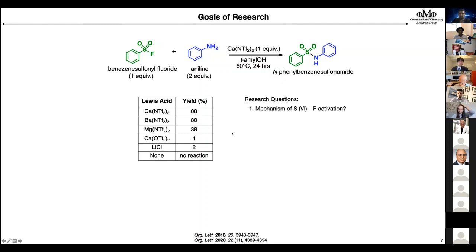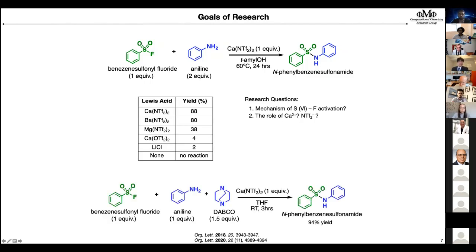This is a table obtained from our collaborators. As you can see, they tried using different types of Lewis acids. Using calcium trifluoride produced the most amount of yield. Using other group 2 metal trifluorides gave less yield. And interestingly, calcium with other anions, calcium triflate, led to a significantly decreased yield of 4%. Using group 1 metal, only 2%, and without any Lewis acid, there was no reaction. So from this table came our second research question: what is the role of calcium and what is the role of trifluoride?